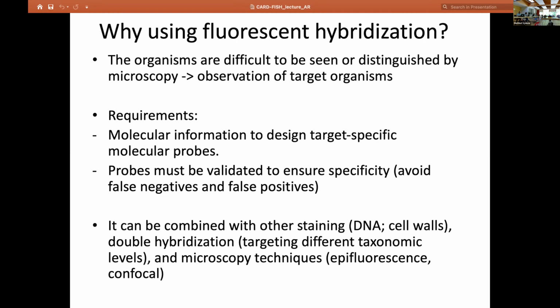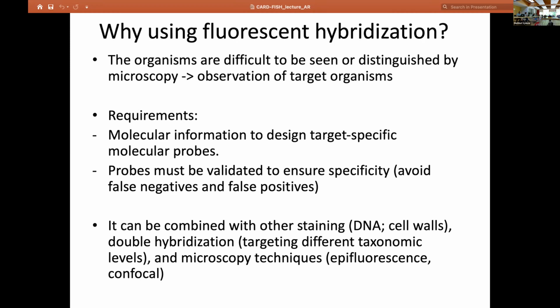And well, it can be combined as before with other stainings, like stains of DNA, like DAPI, the cell walls, like calcofluor, or we can also use double hybridization, targeting different taxonomic levels, and we can also use these filters or these samples to observe them under different microscopy techniques, like fluorescence, confocal microscopy.